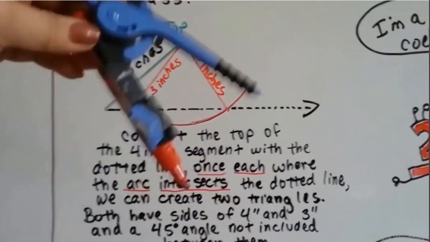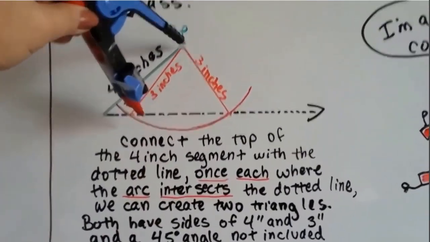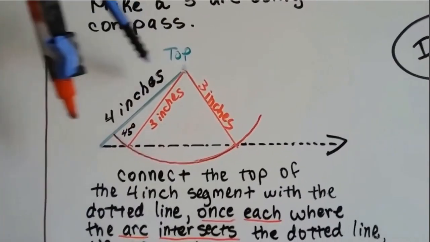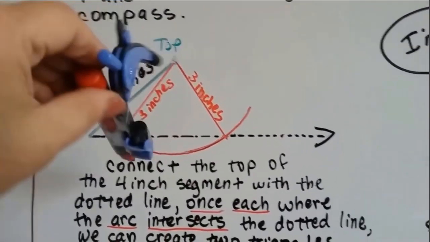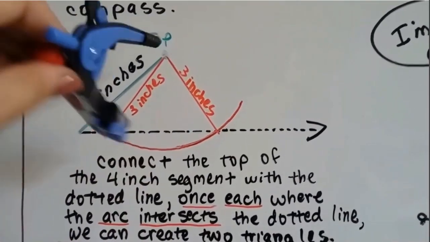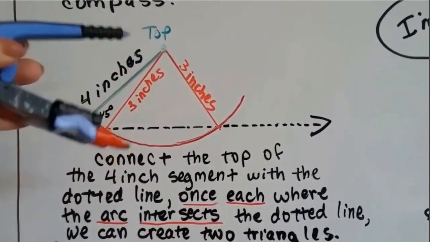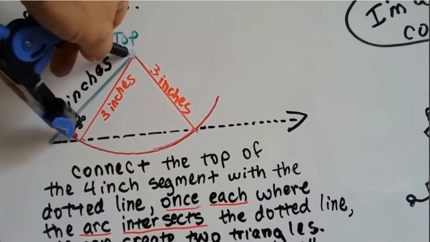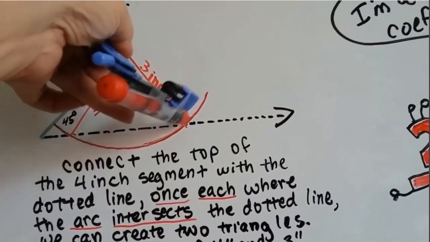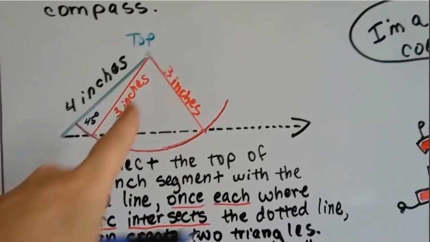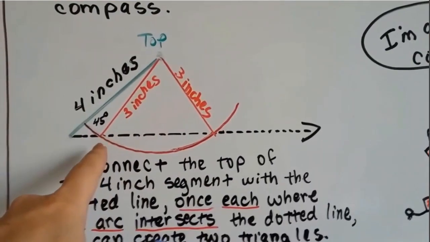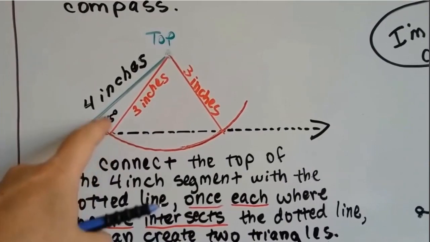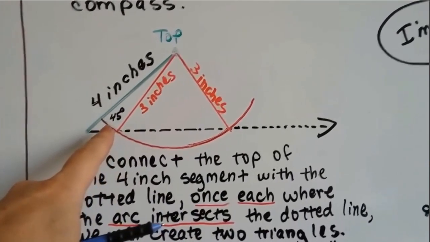We have a 4-inch line. We set this to 3 inches. We put our point right there at the top. And we draw an arc like that across the dotted line. And we keep this really still. And we make a swoop and go through the dotted line once, and then go through the dotted line a second time. If we connect this top to this point where it crossed on the dotted line, we're making a triangle that's got a 4-inch side, a 3-inch side, and a 45-degree angle.